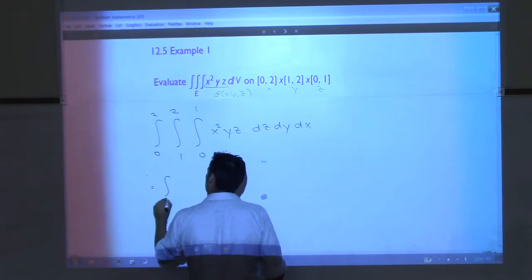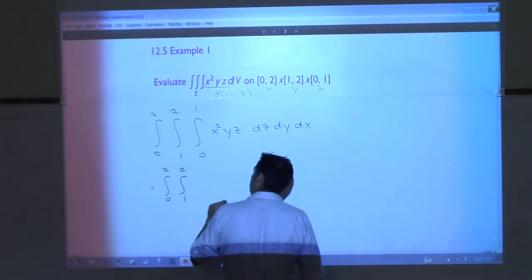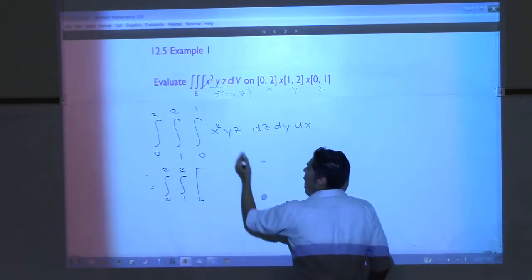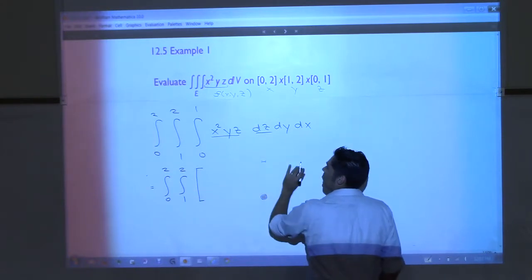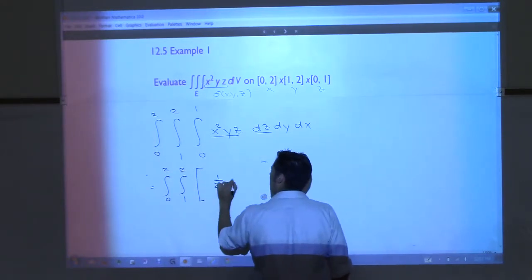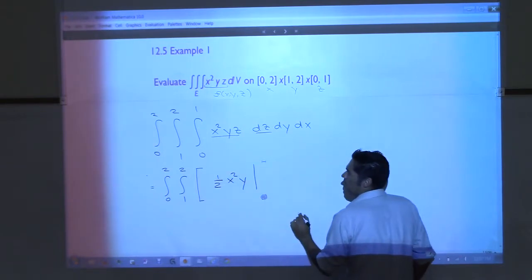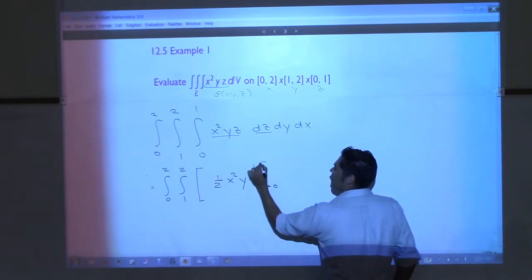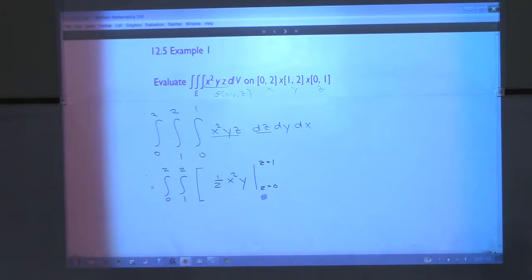I would do 0, 2, 1, 2, and then I'm about to integrate this with respect to what? z. So that is 1/2 x squared y, evaluating from z equals 0 to z equals 1. So you see why it's z squared.